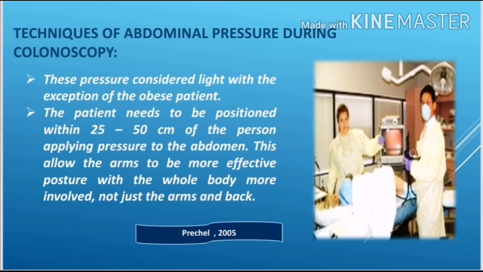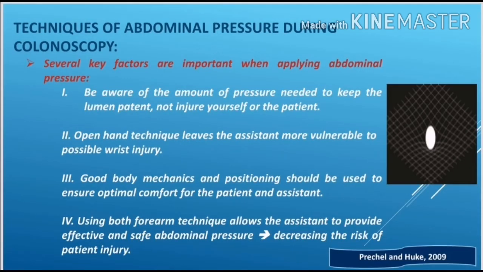The patient needs to be positioned within 25 to 50 centimeters of the person applying pressure to the abdomen. This allows the arms to be more effective, with a posture in which the whole body is more involved, not just the arms and back. Several key factors are important when applying abdominal pressure.